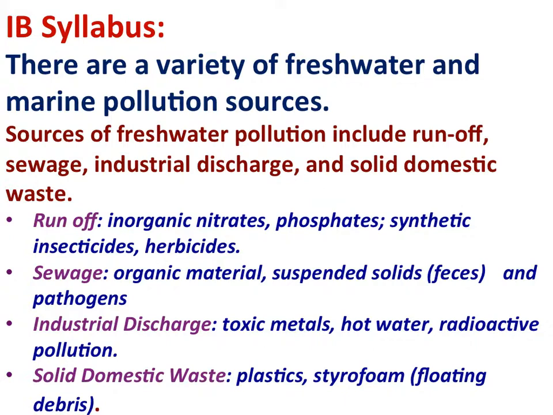Now, types of runoff pollution include inorganic nitrates, phosphates, synthetic insecticides, and herbicides. Types of sewage pollution include organic material, suspended solids, and pathogens. Types of industrial discharge include toxic metals, hot water, radioactive pollution. And types of solid domestic waste pollution include plastic, styrofoam, and other floating debris.